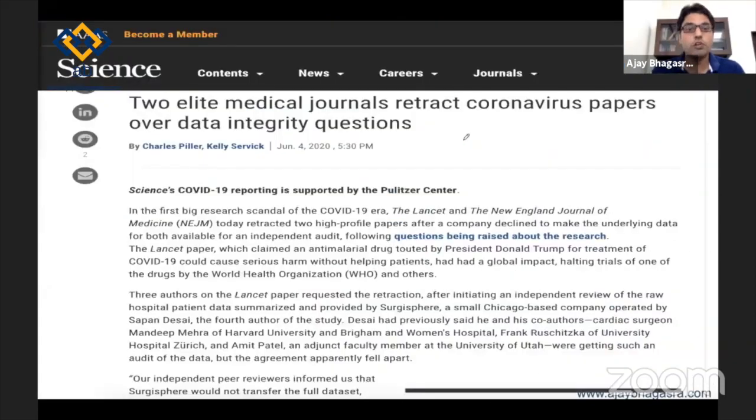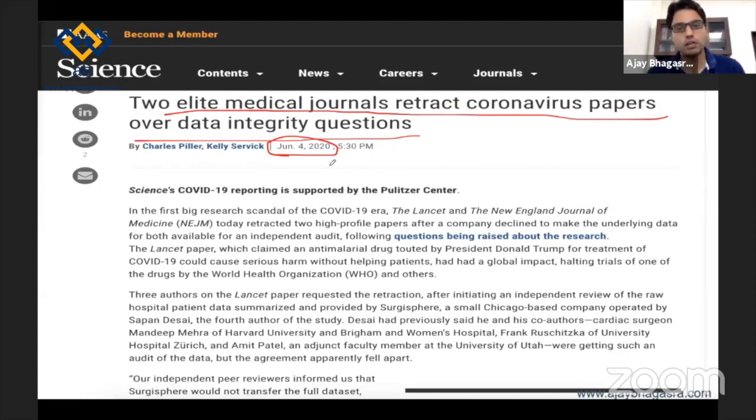Right? So look at this. Two very elite medical journals retracted coronavirus papers over data integrity questions. And this is on June 4, 2020. We are sitting on June 8 today. So coronavirus, hot topic. I was just saying loud and clear a while ago that you should be speaking of a topic which is currently live. Obviously, coronavirus is live. But if you have data integrity questions over this, journals will retract it. And one of the journals is the Lancet. If you don't know about the Lancet, it is a top journal in the medical field. And this is another very, very important journal, the New England Journal of Medicine.